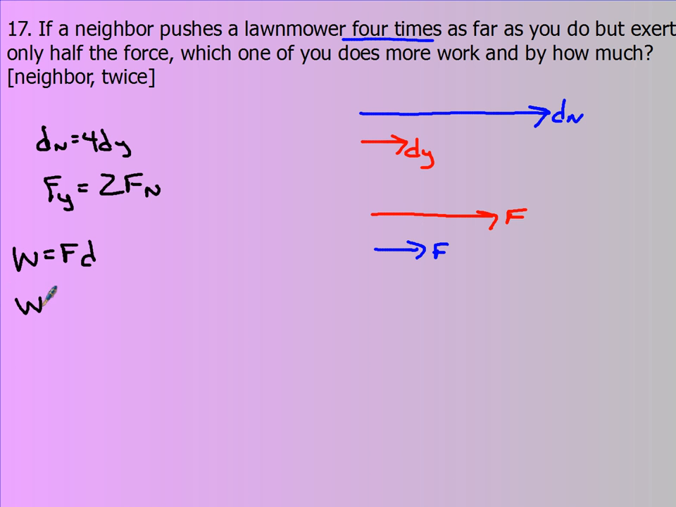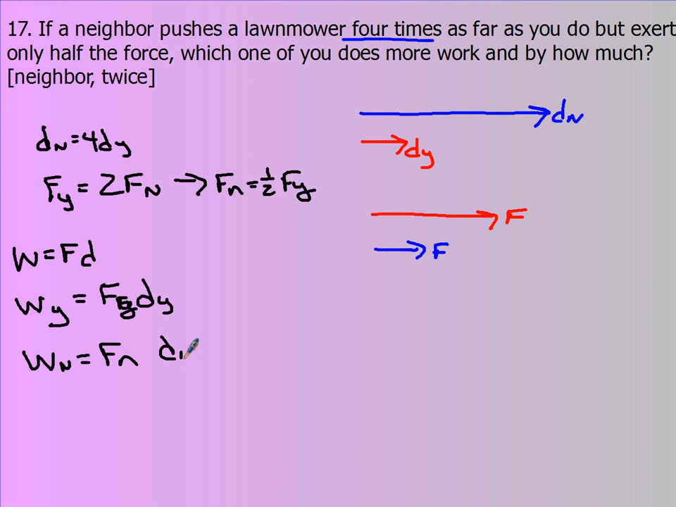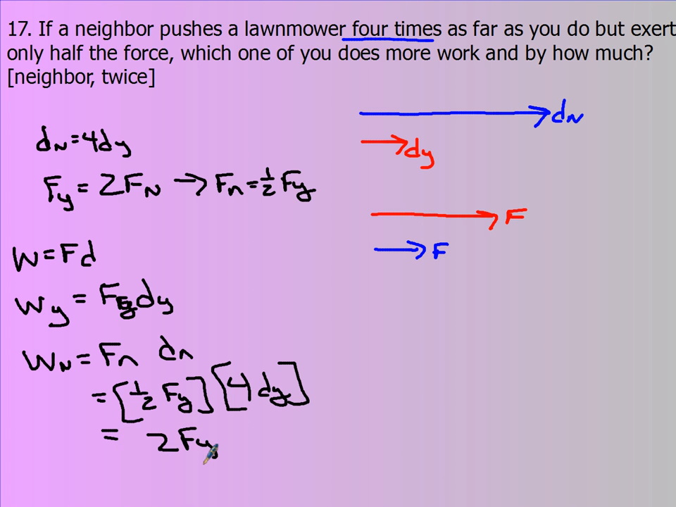Let's look at this. The work you did is your force, this is you, times your distance. So we need to solve this right here for the force of the neighbor. The force of the neighbor is 1/2 the force of you. All right, the work of the neighbor is the force of the neighbor times the distance of the neighbor. So let's plug in: the force of the neighbor is 1/2 times the force of you, and the distance of the neighbor is 4 times the distance of you. Okay, 4 divided by 2 is 2, the force of you, distance of you. So this is twice the work of you. So the neighbor still does twice your work.